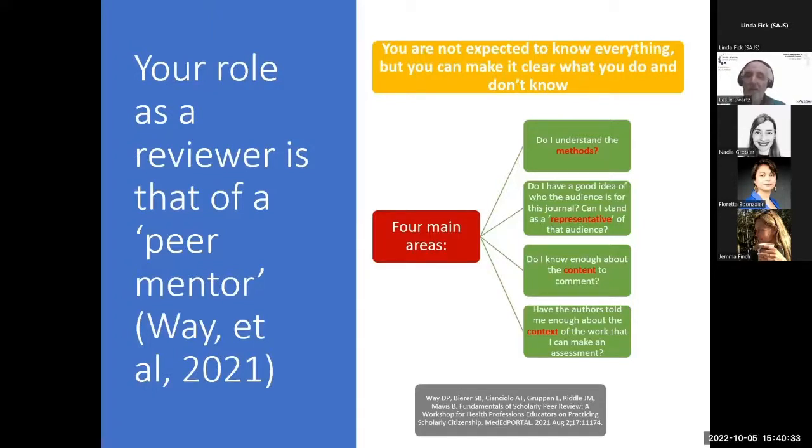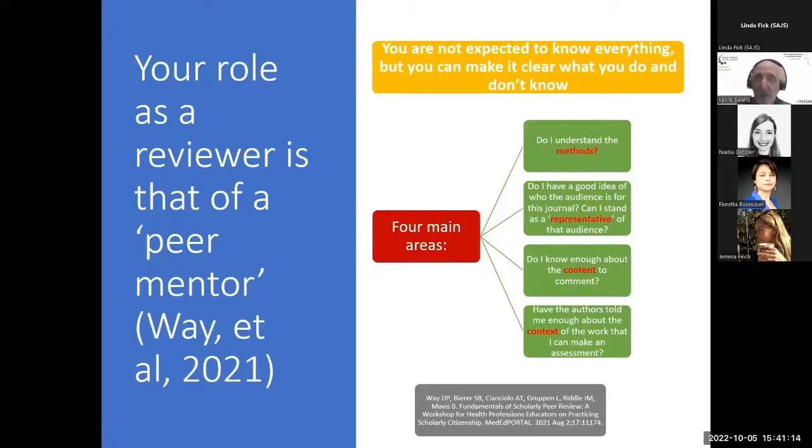Do I, as the reviewer, understand the methods that are being used here? Because good understanding of methods is at the heart of research, scientific or otherwise. I'm standing in as a reviewer for the readership of this journal. So am I a representative of this journal? One of the ways you can find this out is to look at other articles that have already been published in the journal for which you're reviewing, and see whether you fit with those articles. Do I know enough about the content of this work to be able to make a judgment?